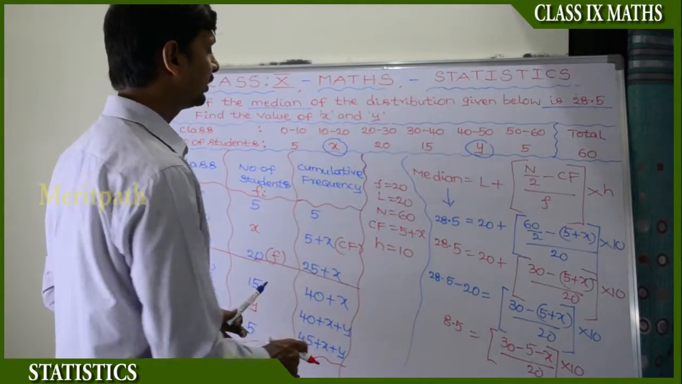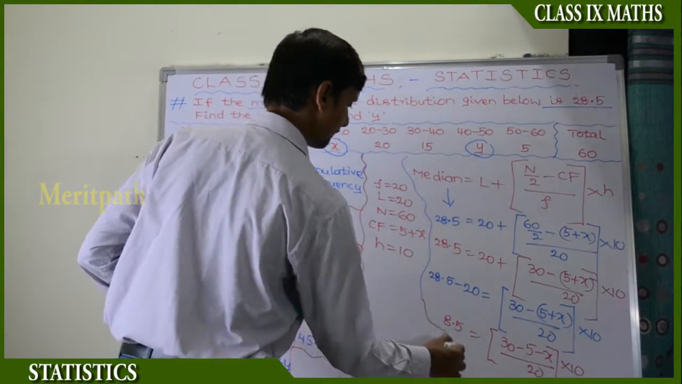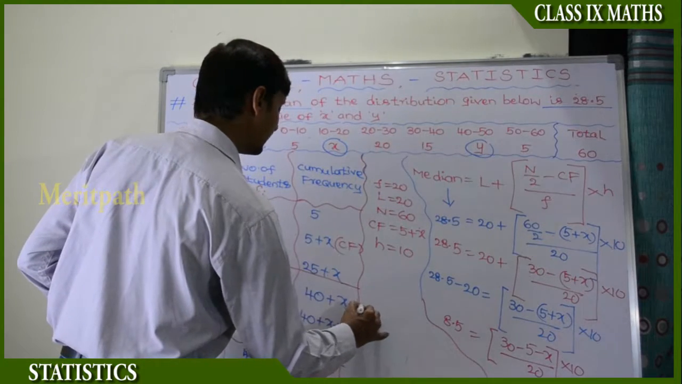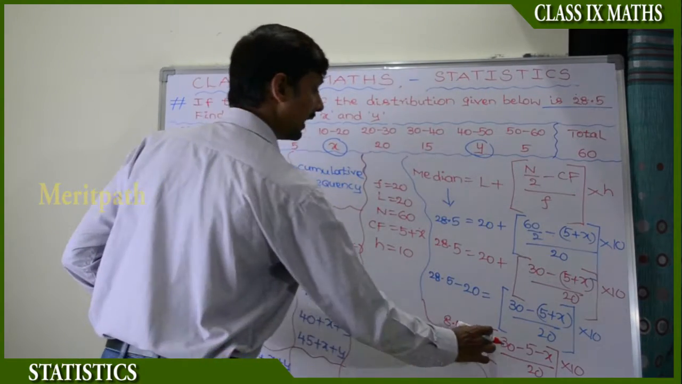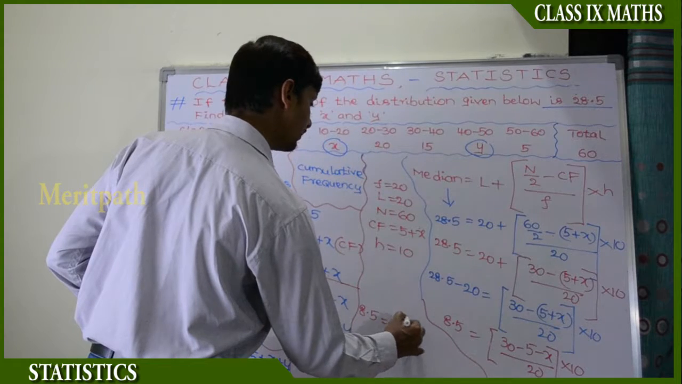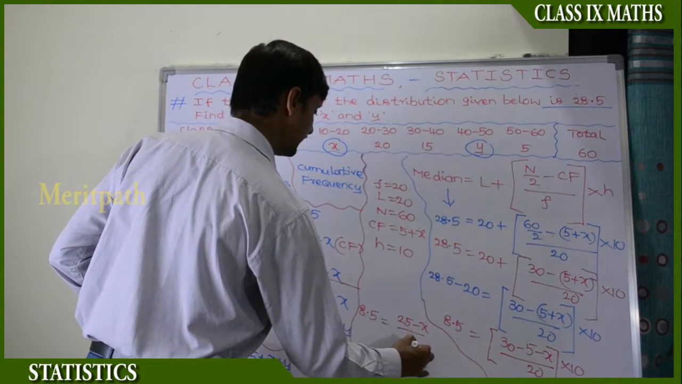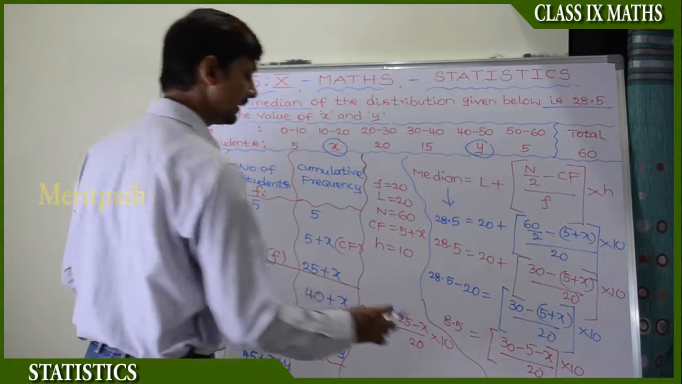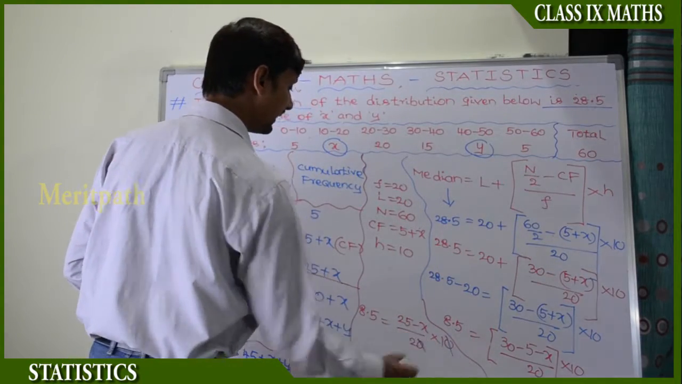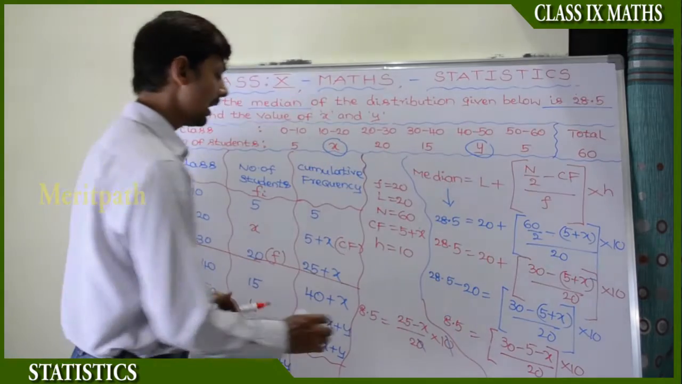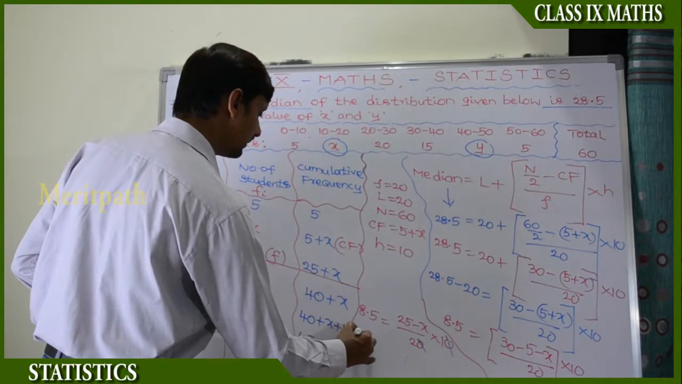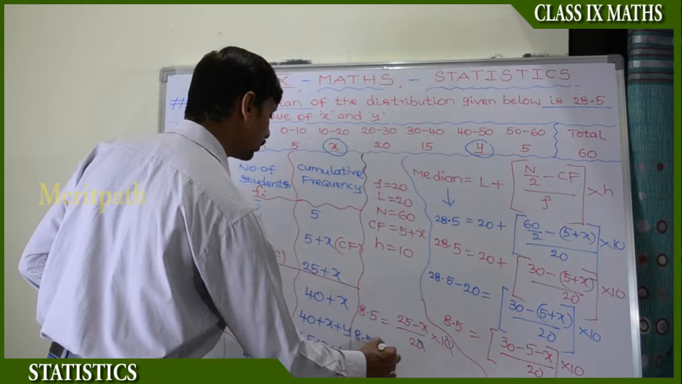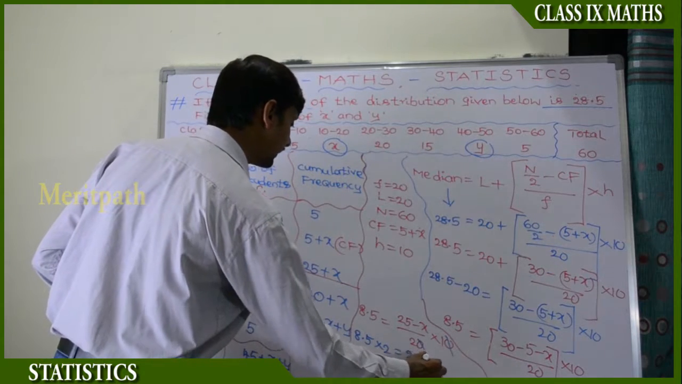So after simplification of this, we'll be getting 8.5 is equal to 30 minus 5, which is 25, minus x, divided by 20 into 10. So we can cancel the numerator and the denominator. We'll be getting 2 here, and let's transpose this 2 to the left hand side. We'll be getting 8.5 into 2 is equal to 25 minus x.